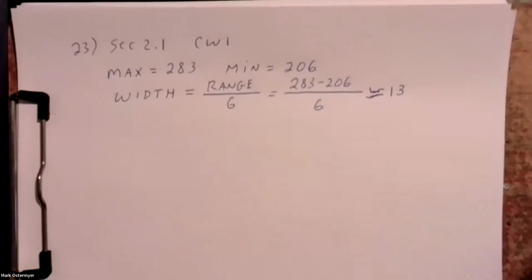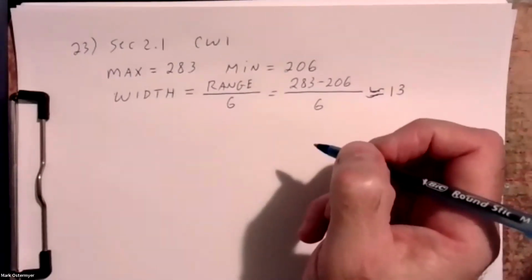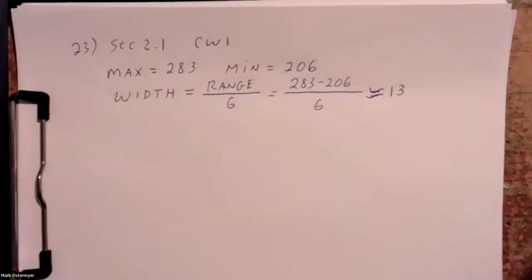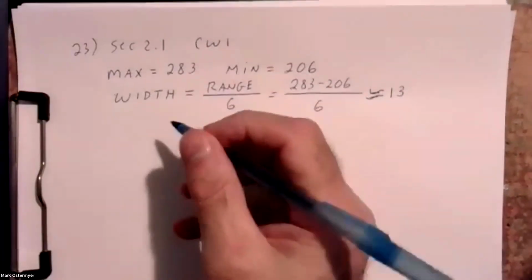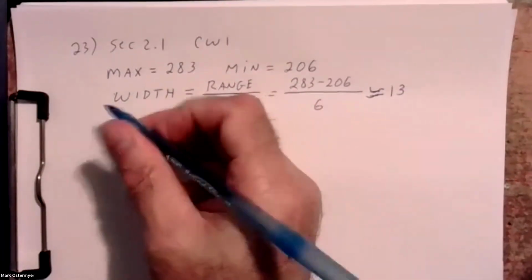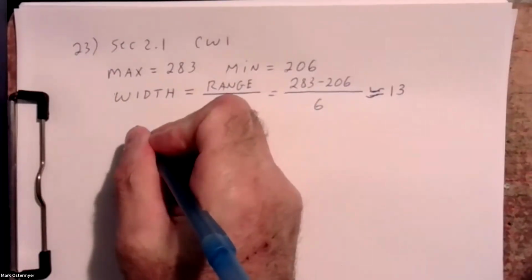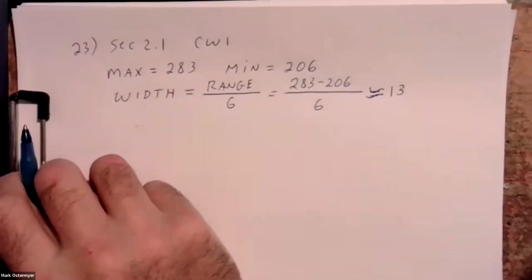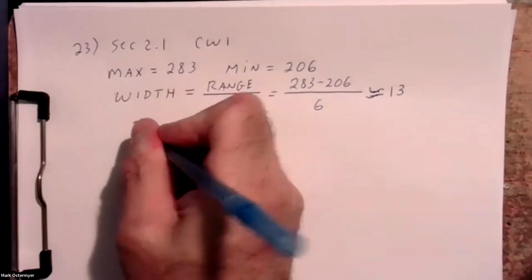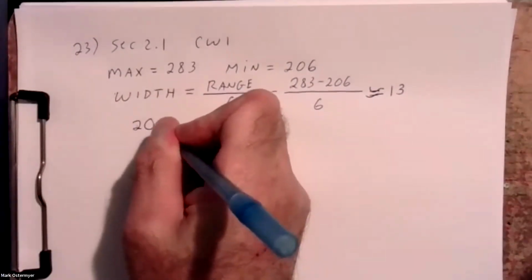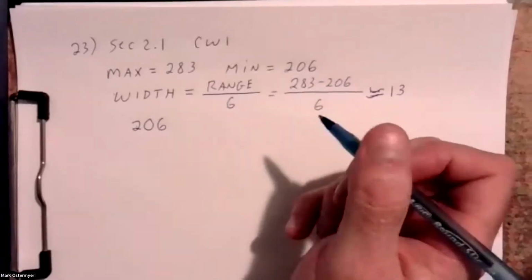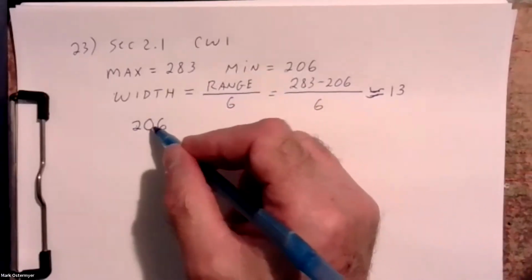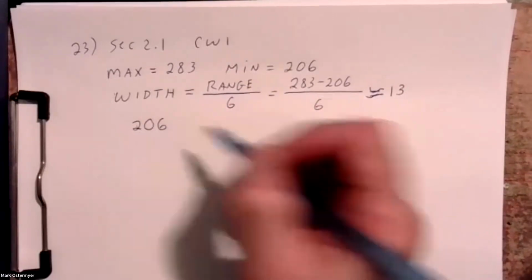And I would like you to start the first class off at 206. Okay. And then we can just use class limits here. We don't have to use class boundaries. I'll be happy with class limits. So this is the lower class limit of our first class.